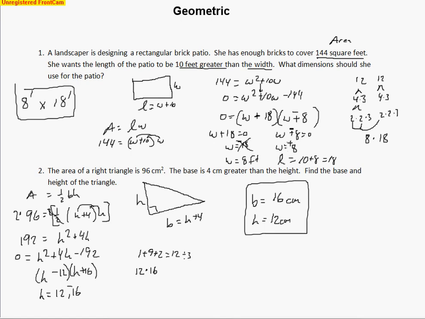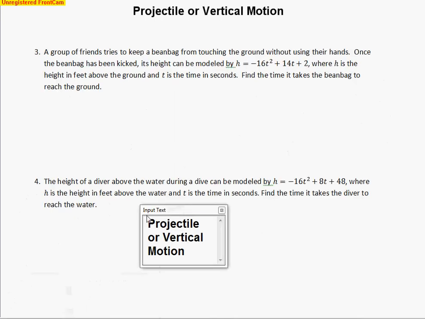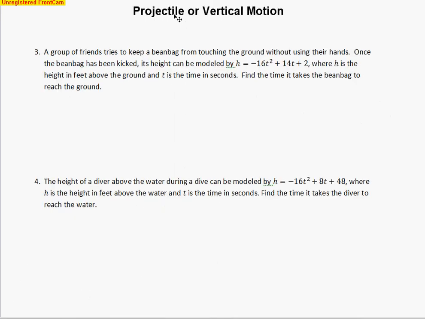So let's take a look at the last two problems here. And on this one, we're dealing with projectile or vertical motion, is what the book calls it. And so it's a formula that goes this way. The height, and so this is the height above some surface. So typically it's above ground or above the water. So it kind of depends on the situation. So it's the height, and then it goes 1/2 a t squared.